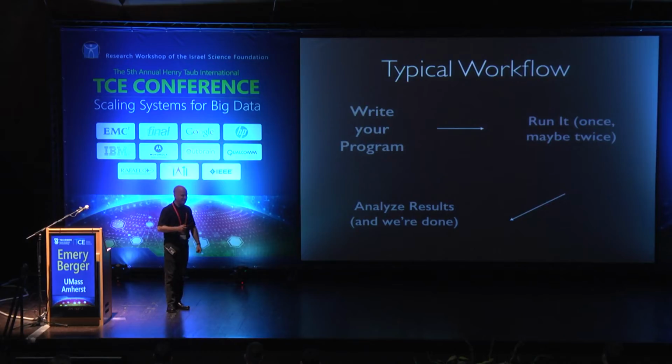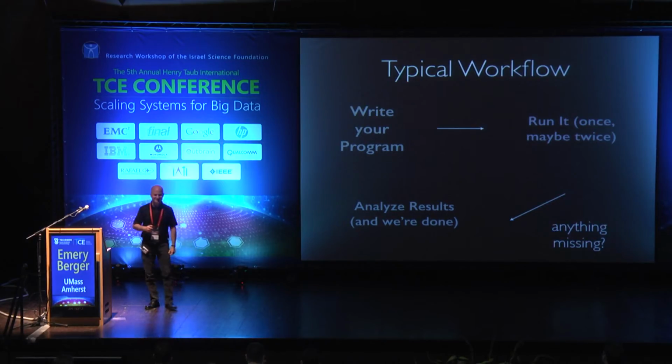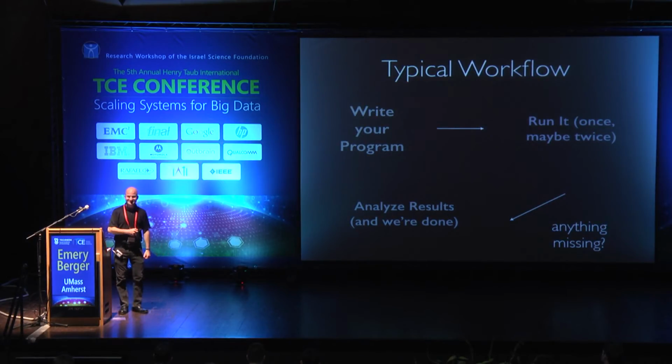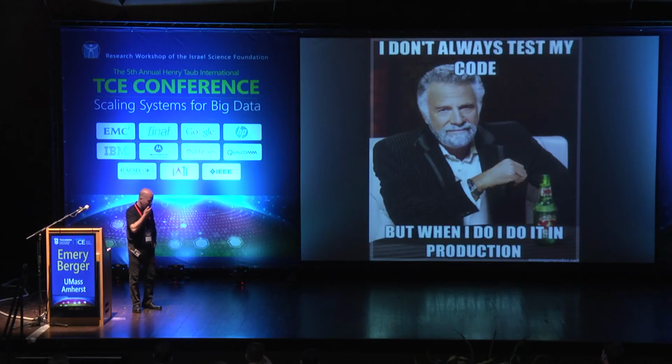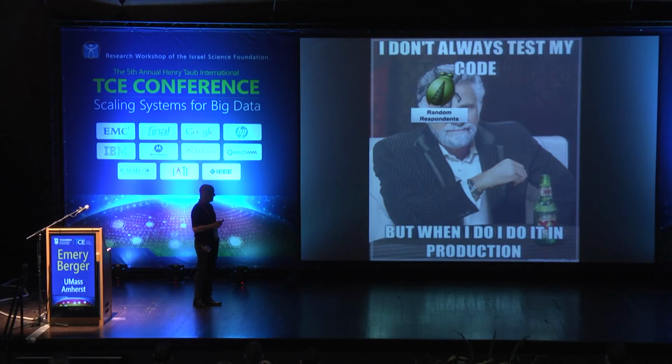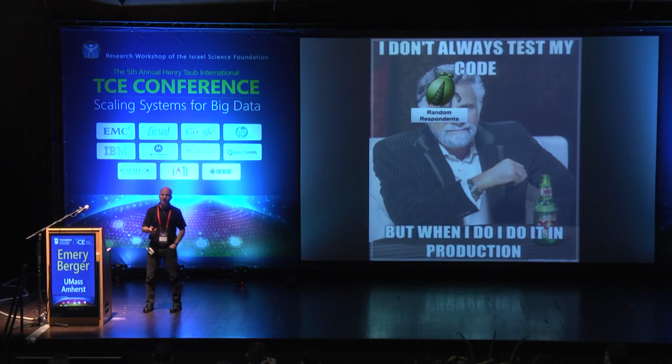So hopefully this seems weird to you guys. Something is missing. Is anything missing? I assume that Technion does not teach its students to do this. Part of the problem here is that when you run your code once, probably it's wrong, right? So the Dos Equis guy knows this, and hopefully you do too. It turns out that surveys have bugs too. They're just a different kind of bug.